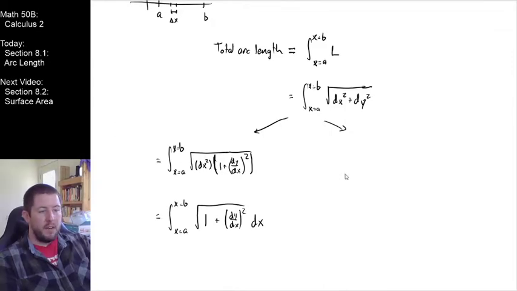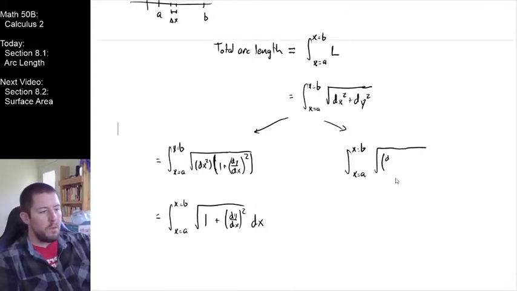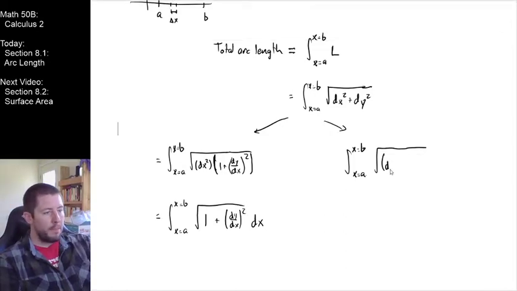Alternatively, what we could have done right here is flip this around a little bit and say from x equals a to x equals b, but instead, maybe I want to factor out the dy squared. Oops. We could certainly just use this formula with x and y's roles being swapped.